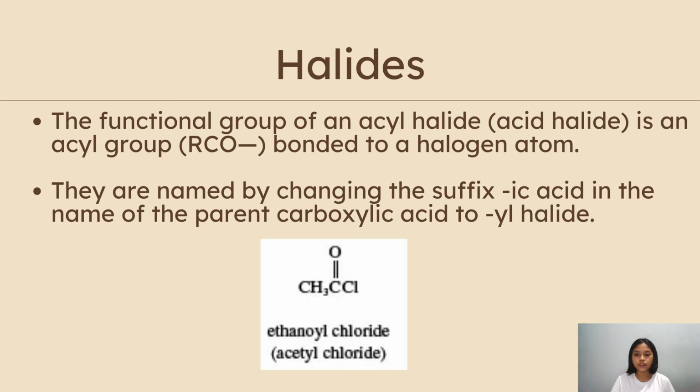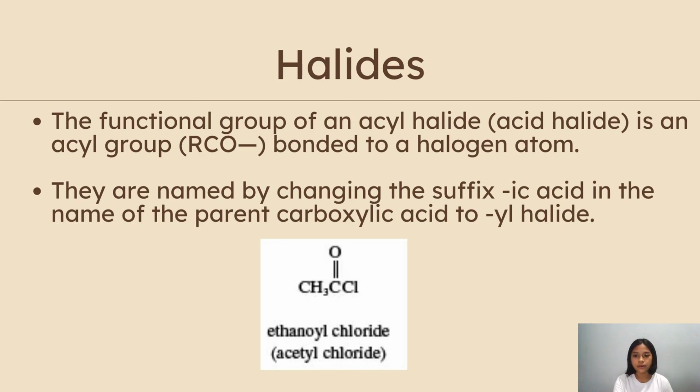The functional group of an acyl halide or acid halide is an acyl group bonded to a halogen atom. Halogens are known as salt-producing elements, mainly fluorine, chlorine, bromine, iodine, and astatine. An acid halide, also known as an acyl halide, is an organic compound derived from a carboxylic acid by replacing a hydroxyl group with a halide group. In naming acyl halides, we change the suffix -ic acid in the name of the parent carboxylic acid to -yl halide.